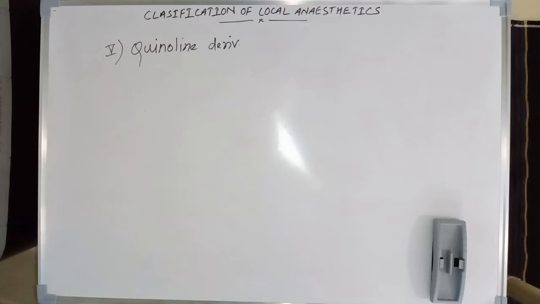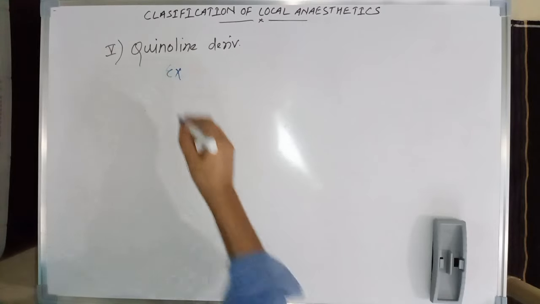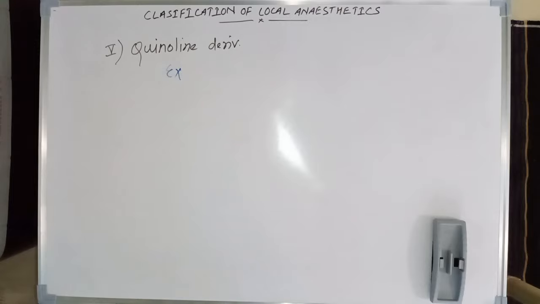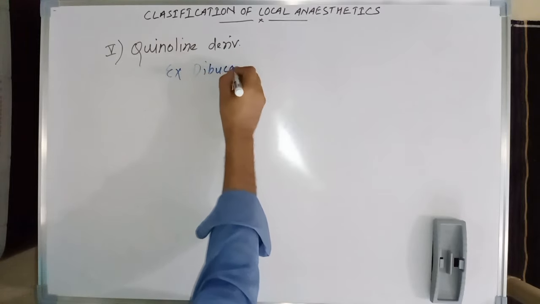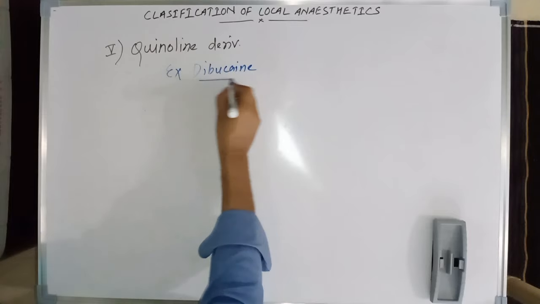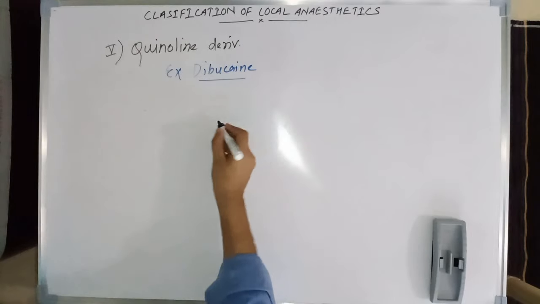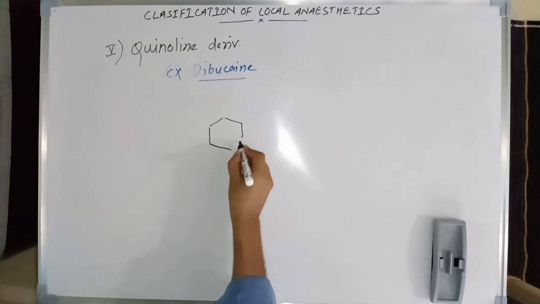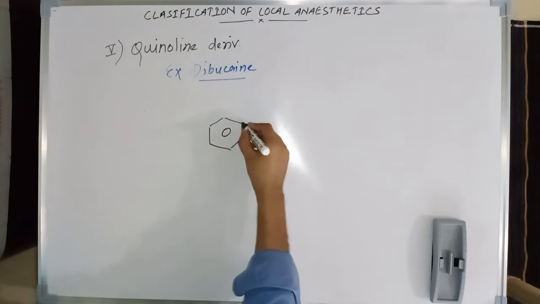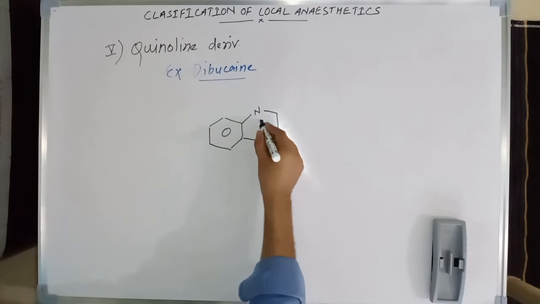Now quinoline derivative. The example of a drug which comes under this class is dibucaine. Now let's draw the structure. First, it's a quinoline derivative, so first we will draw the structure of quinoline. This is your quinoline ring.